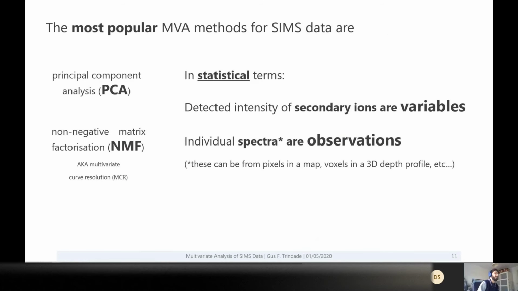So the most popular methods for SIMS data are principal component analysis, PCA, and non-negative matrix factorization, which is also known as multivariate curve resolution. So these are statistical methods. So in tof-sims, variables are secondary ions, to say in terms of statistics, and spectra are observations. And when you say spectra, it could be just individual spectra of samples, or they could be pixels in a map, or voxels in a 3D depth profile, or levels in a depth profile.